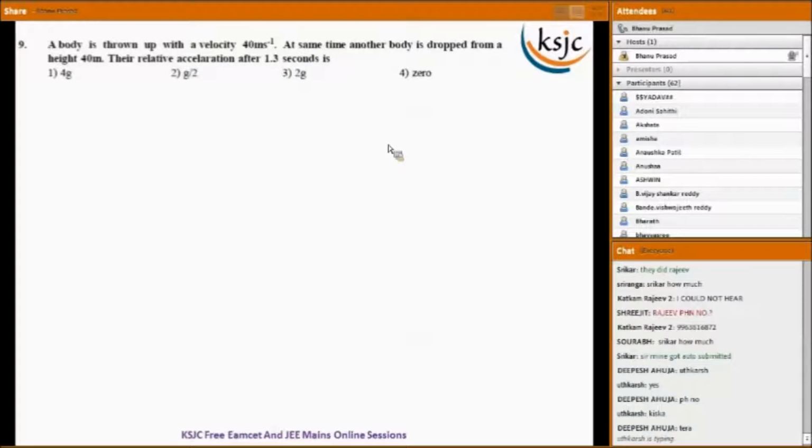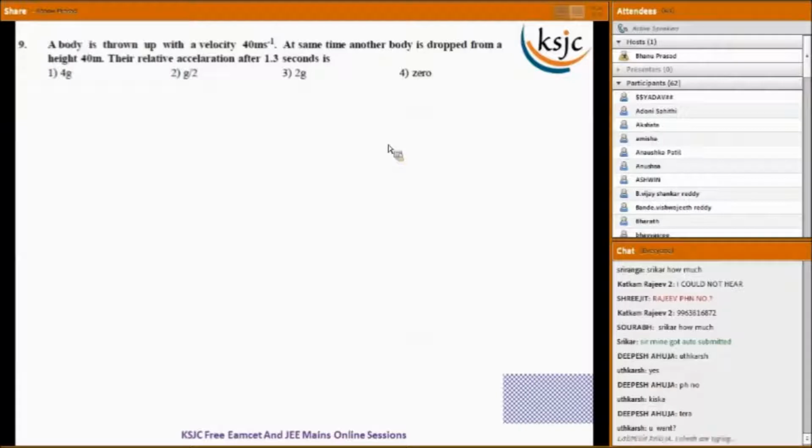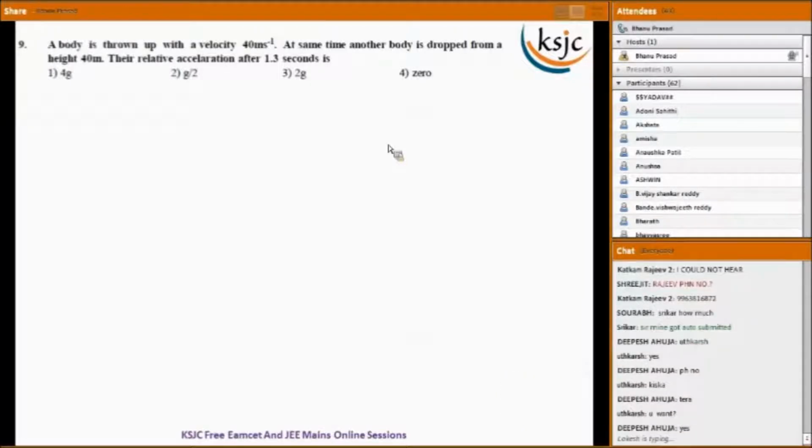Now look at the next one. A body is thrown up with a velocity 40 meters per second. At the same time, another body is dropped from a height of 40 meters. Their relative acceleration after 1.3 seconds is? Here both the bodies are under gravity only. Both experience acceleration g downwards in the same direction. Hence the relative acceleration will be g minus g, which comes out to be 0.